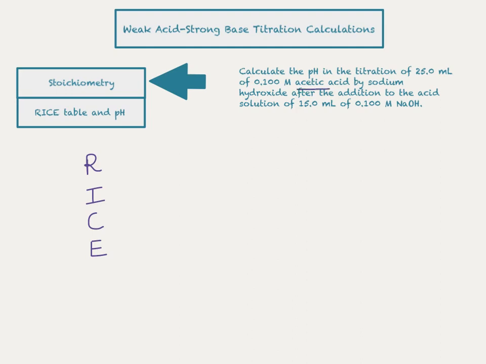So for now, let's figure out what we're starting with. We have some acetic acid and some sodium hydroxide. Sodium hydroxide is a strong base, so I know that when I write out my acetic acid plus my sodium hydroxide, my active part is just going to be the hydroxide ion. I also know that these two compounds are going to react to completion as much as they can to form acetate and water.